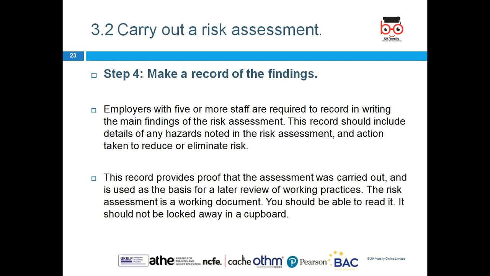Then step 4, make a record of the findings. Any employers that have 5 or more staff need to make a record in writing of the main findings of a risk assessment. So they carried out a risk assessment, now they need to write down exactly what the results were. This record needs to put down any hazards and any action that needs to be taken to reduce or eliminate the risk. And then the record, like we talked about auditing and so on yesterday, provides proof that the assessment has been carried out. And again, it can be used to review working practices at a later date.